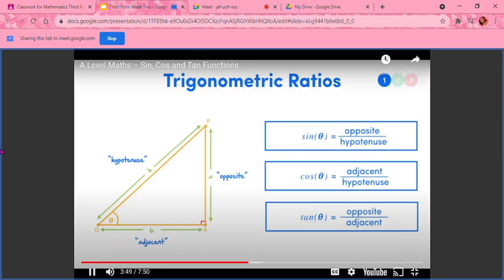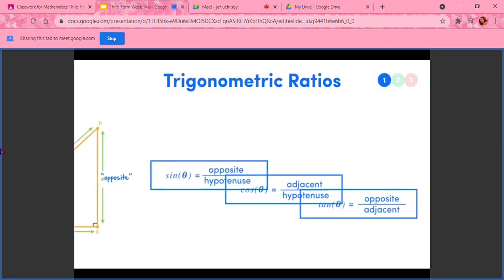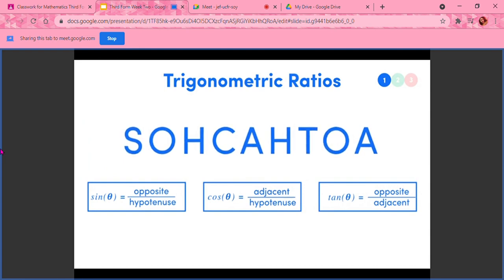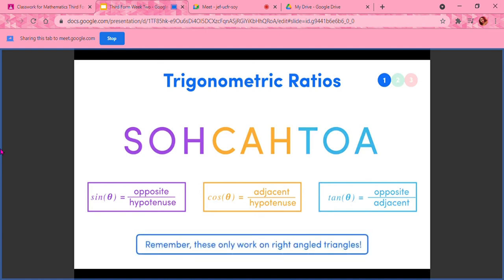But luckily, there is a sneaky memory trick. SOHCAHTOA. What? It's an acronym. SOHCAHTOA. Sine, opposite over hypotenuse. Cos, adjacent over hypotenuse. Tan, opposite over adjacent. Nice. Keep in mind, these ratios only work on right-angled triangles, so please don't go using them on any old thing. These ratios are the backbone of this entire unit, so it's incredibly important that you have them down.